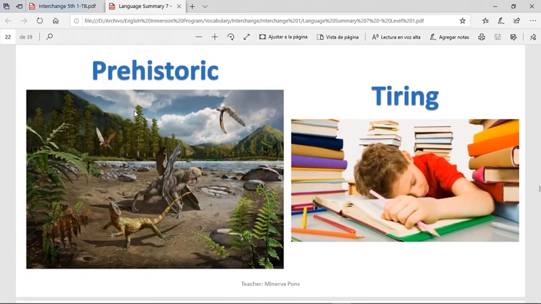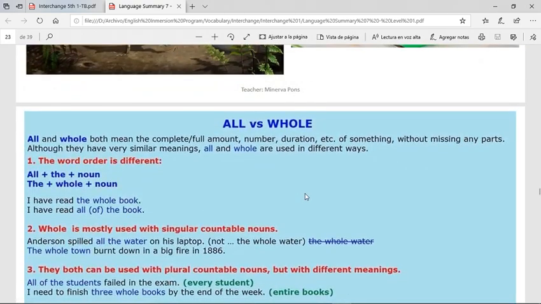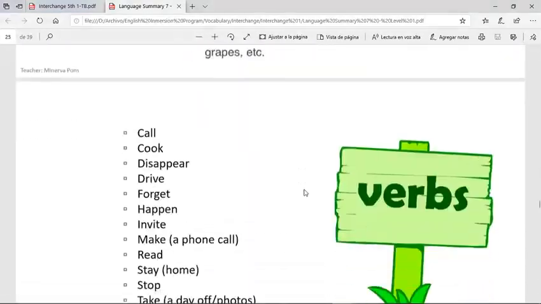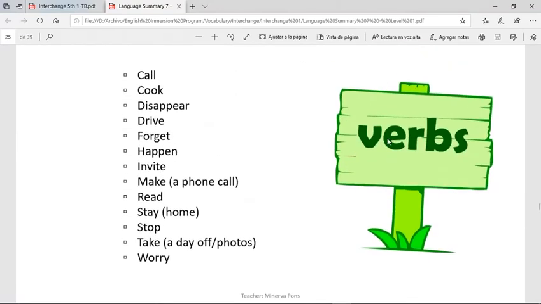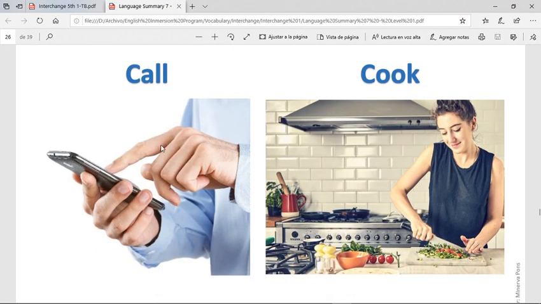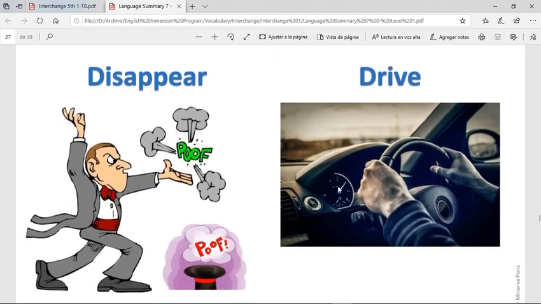Prehistoric is before the history of humans, basically. Tiring, something that makes you feel really exhausted. Okay, very good. So here we have some verbs. We have call, when you use a cell phone to call someone. Let's call me. Cook is easy.